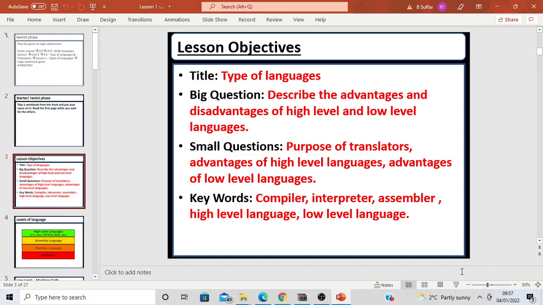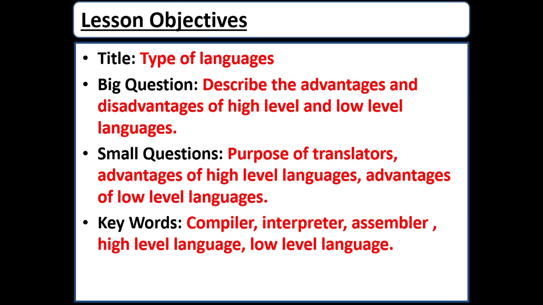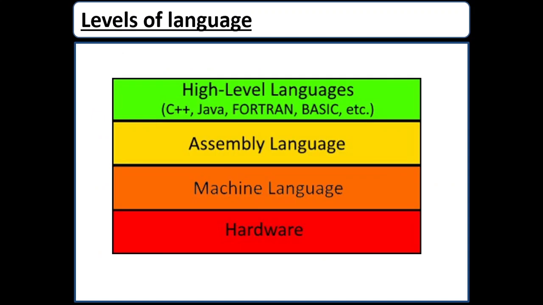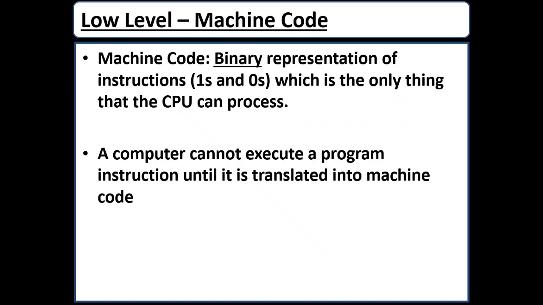In this lesson, we will look at translators and high-level and low-level languages. So, firstly, we have high-level and low-level languages. Now, there are two low-level languages in total. So we've got machine code and assembly language.